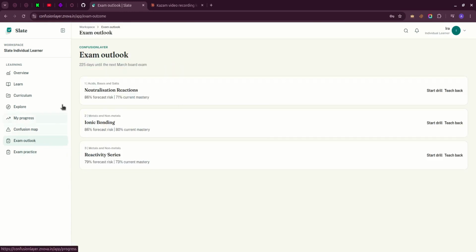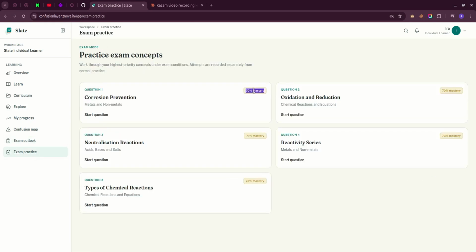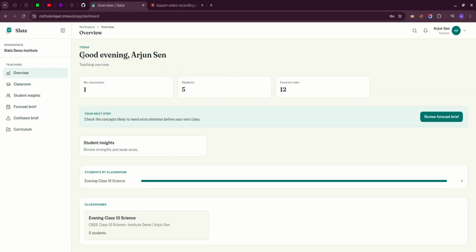The exam outlook then turns that into priorities. It shows which concepts need practice before the next assessment, and exam practice gives focused questions from the highest risk areas. Now I am switching to the teacher.